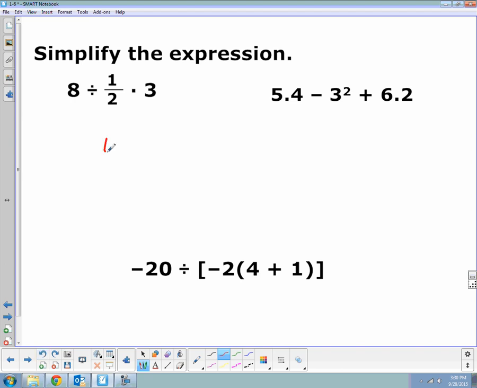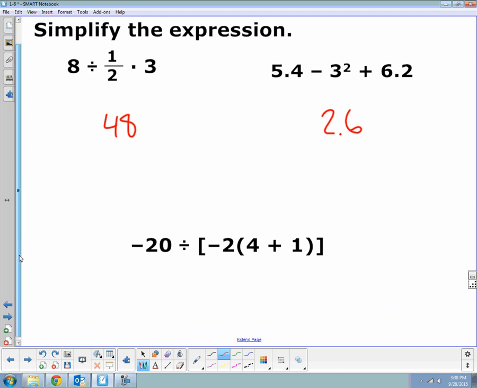The correct answer for this one is 48. The correct answer for this one is 2.6. And again, click on the linked video for each one if you got it wrong.